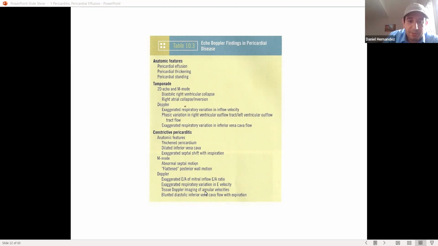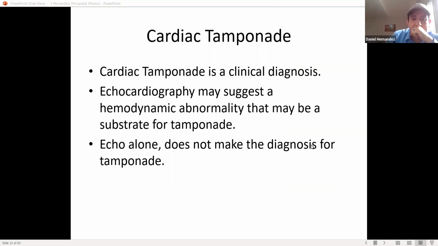We'll also see tissue Doppler imaging of the annular velocities. We can use that to help diagnose constrictive pericarditis versus restrictive cardiomyopathy. And we'll see blunted diastolic IVC flow patterns with expiration. Just for cardiac tamponade is a clinical diagnosis, and echocardiography may suggest a hemodynamic abnormality that may be a substrate for tamponade. Echo alone does not make the diagnosis for tamponade, though.